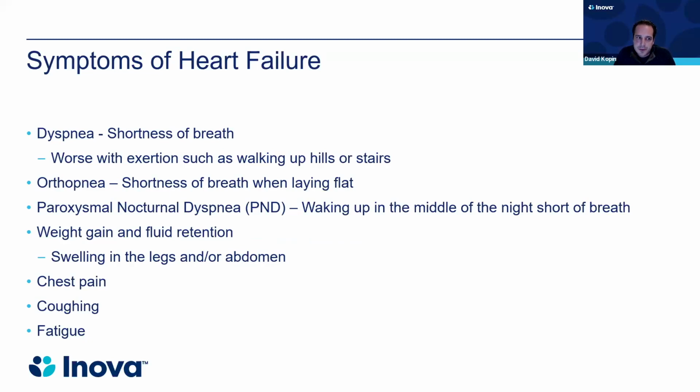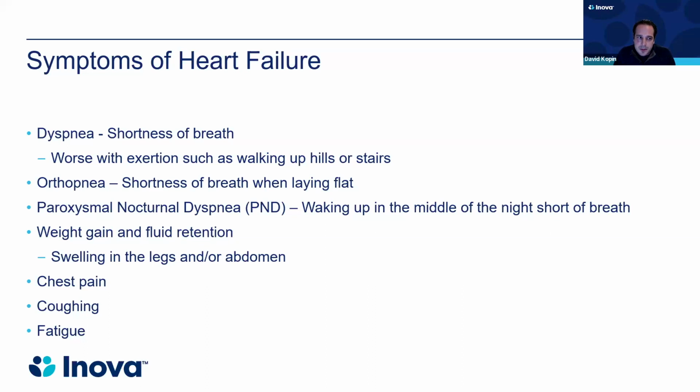Other symptoms of heart failure include orthopnea, which is the medical term for shortness of breath when laying down flat, paroxysmal nocturnal dyspnea, or shorthand PND, which is waking up in the middle of the night short of breath. Patients will often describe waking up in the middle of the night, feeling short of breath, sitting on the side of the bed, and that physical action of sitting up makes them feel better.